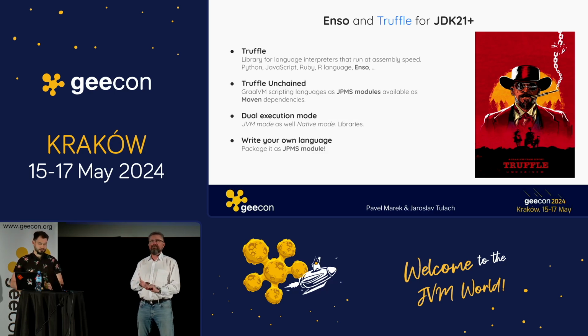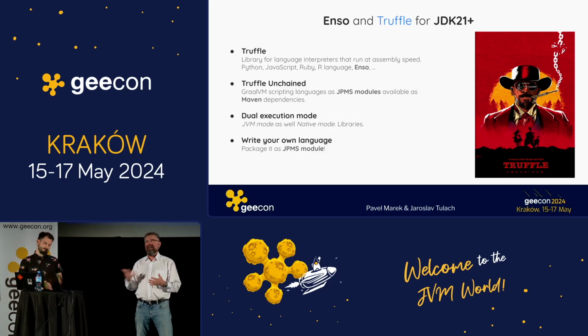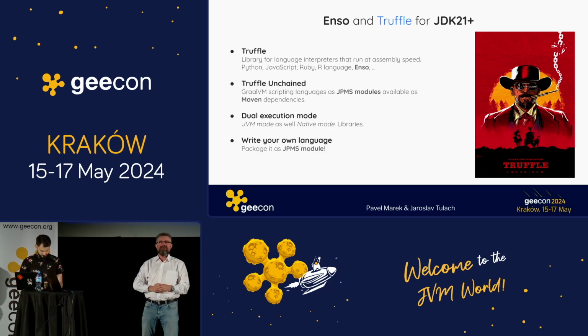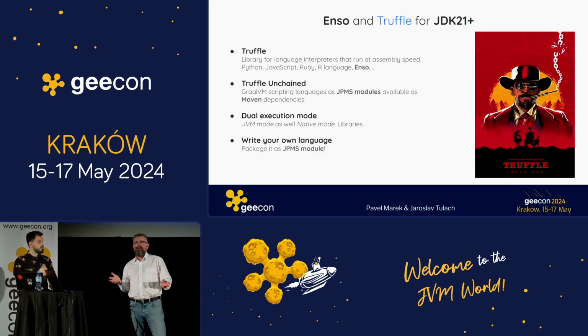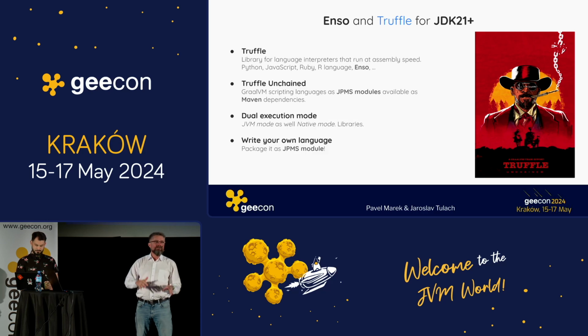Truffle is being developed by Oracle Labs, and they develop GraalVM as well as Truffle and the Graal compiler. It's a whole ecosystem. And recently, last summer, they released Truffle Unchained, which means that all these Truffle-based languages like JavaScript, Python, are available as jar files, and you can download them from Maven and put them into your application. And that application can run on any JDK 21+. You don't need any special JDK. Only if you want full speed, you should also run them on GraalVM.